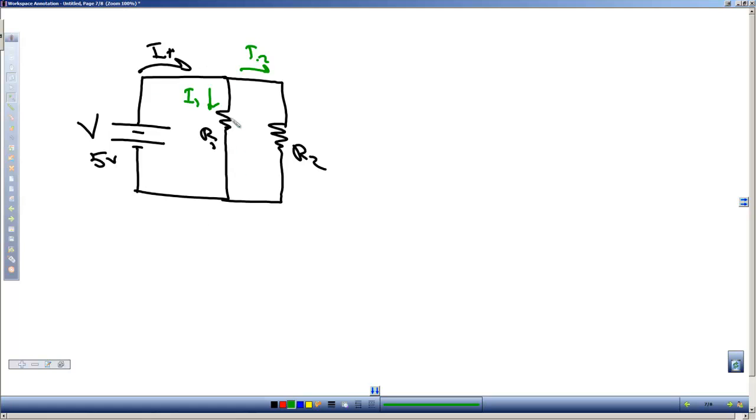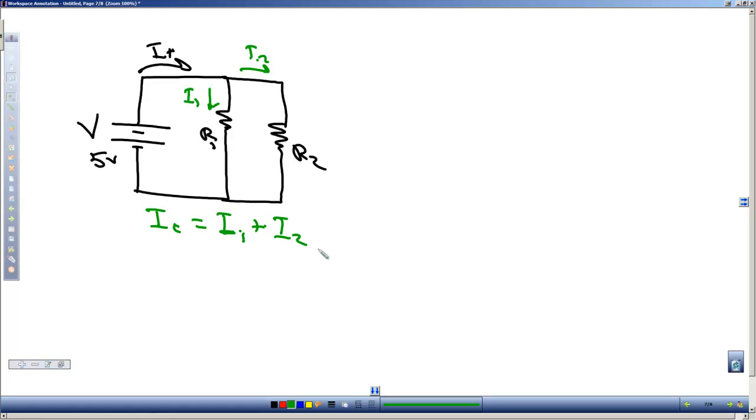It's like a branch in a pipe, or a river splits into two branches. And so we know that I total, the total current, has to be equal to I1 plus I2.